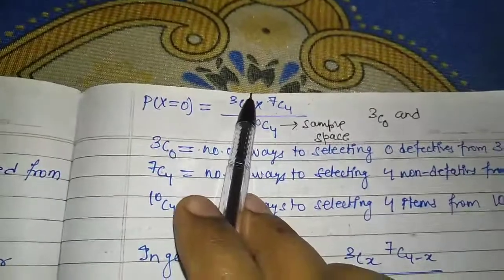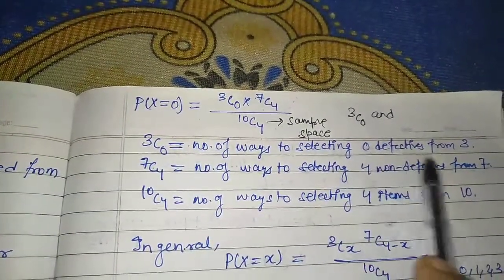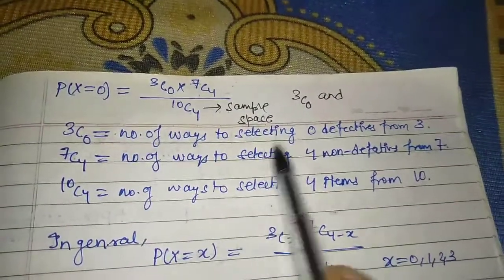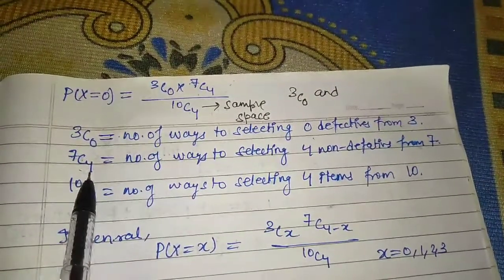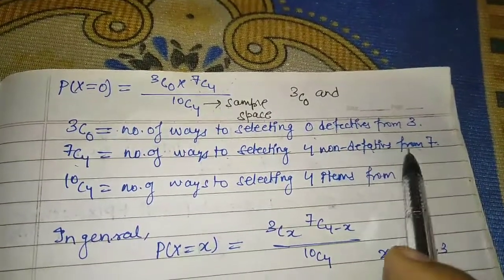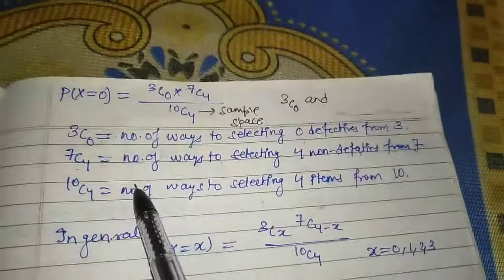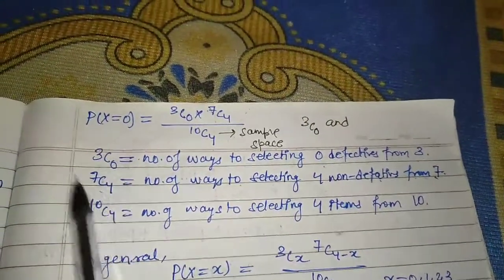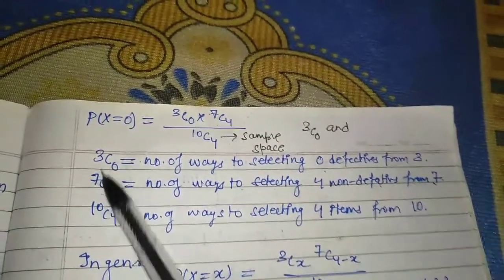How do we get this? Here 3C0 is the number of ways of selecting 0 defectives from 3 defectives, and 7C4 is the number of ways of selecting 4 non-defectives from 7 non-defectives. Got it? We need to multiply both of them, because both are occurring at the same time in the same event.